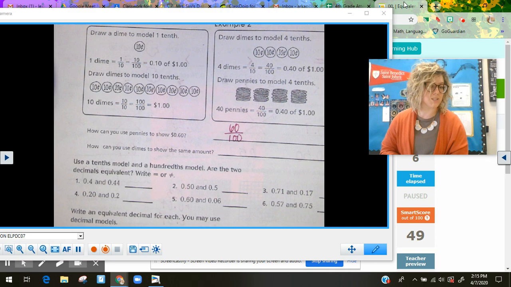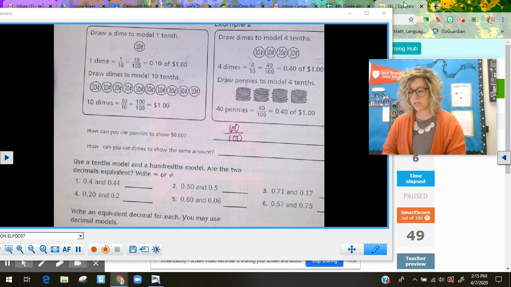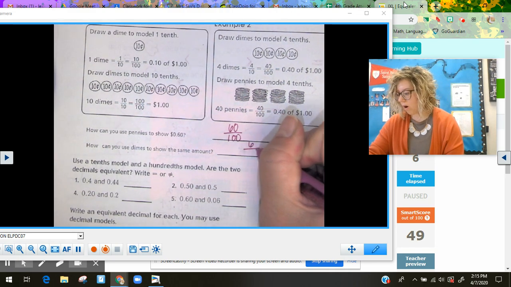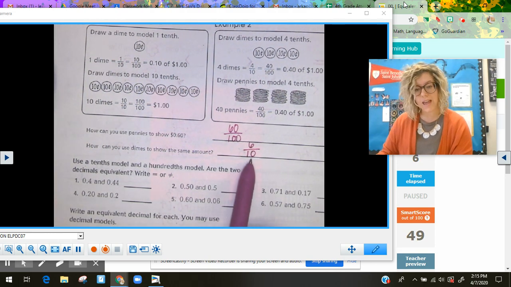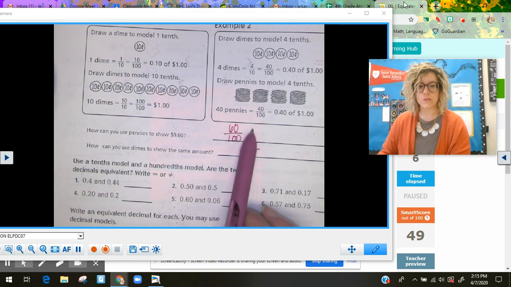And then how could you use dimes to show the same amount? I would use 6, but we know all of the dimes are worth how much? 10. So you need to have 10 as your bottom number here. Okay, so that's just a way that you can use money as well.